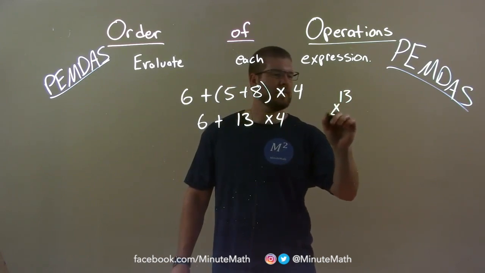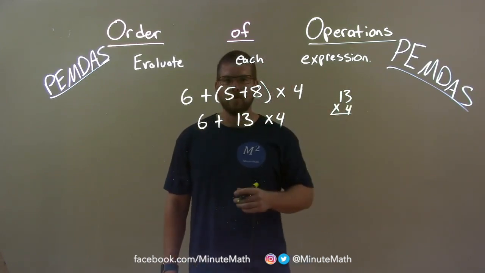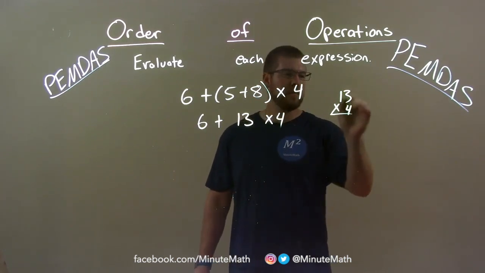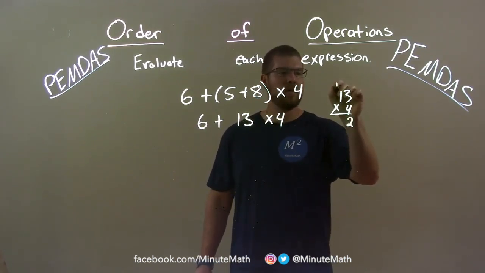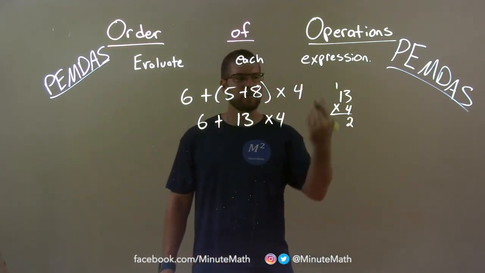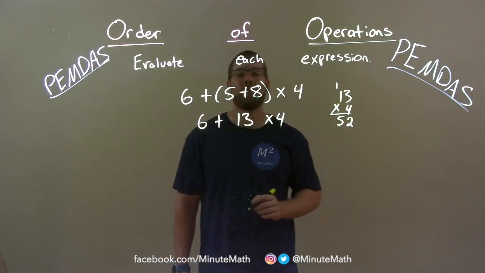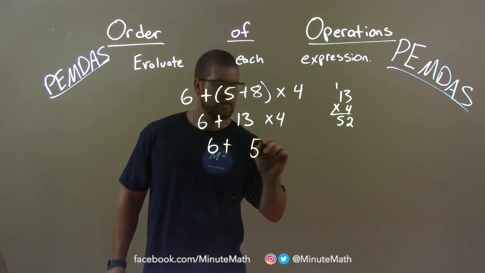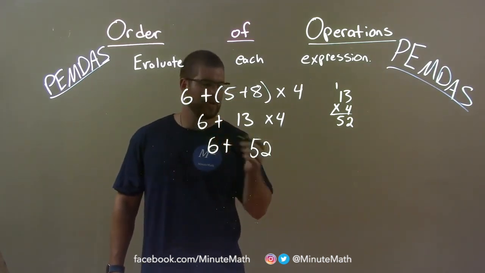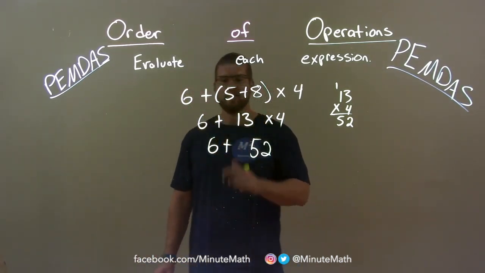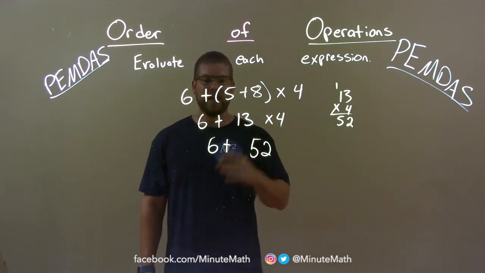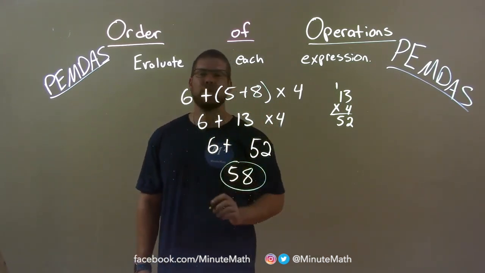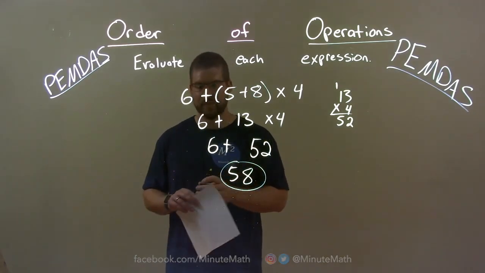13 times 4. Feel free to do this if you need it, right? 4 times 13, or 4 times 3 is 12. 2 carry the 1. 4 times 1 is 4, plus 1 is a 5. We got 52. So 6 plus 52. Awkward looking 52, but it's okay. So now we have 6 plus 52. Add them together, we get 58. And so our final answer here is just a 58.